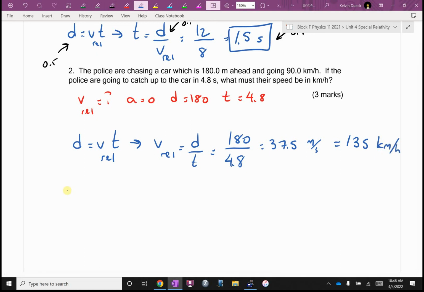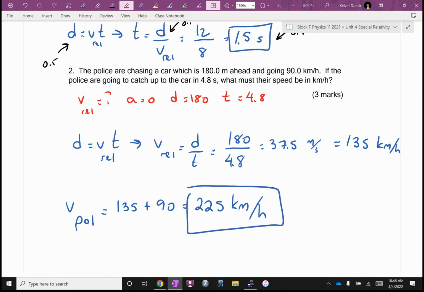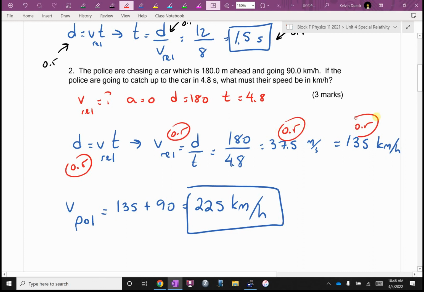They have to be going that much faster than the bad guys. So they have to be going 135 plus the bad guys were going 90. They have to be going 225 kilometers per hour. If you got that, I would give you 3 out of 3. Otherwise, I would probably give you a half mark for finding the relative speed, a half mark for converting it to kilometers per hour, a half mark for adding the 90, and a half mark for the answer.